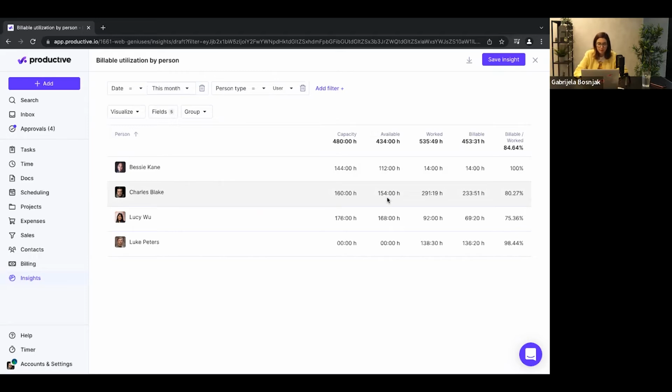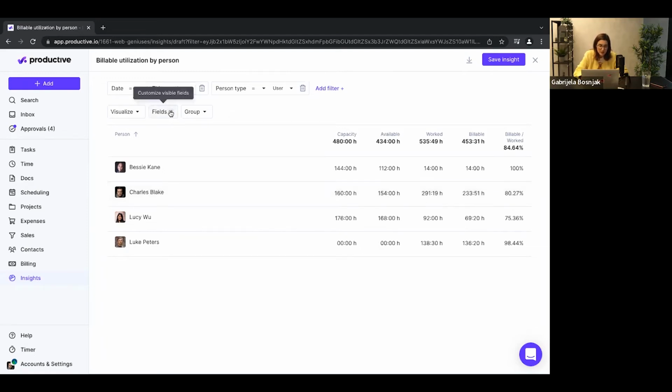Available would be, if the person took any time off, how many available hours did they actually have this month? So this person had 154 hours available because they took time off one day. Worked means how many hours the person has actually logged as productive. So this is driven directly from the timesheets of the person. So Charles had 154 hours available, but he actually worked 291. So he actually worked overtime.